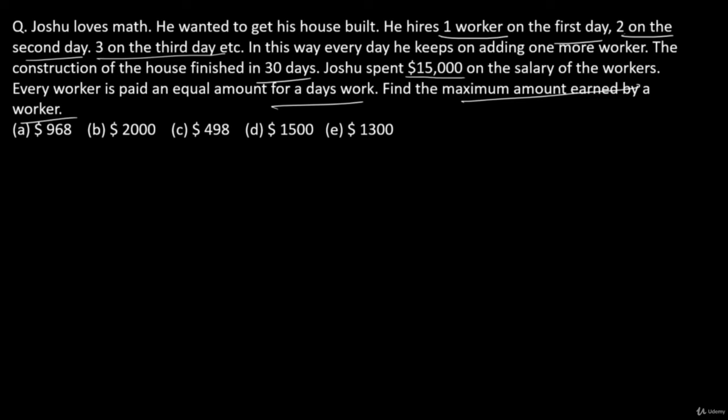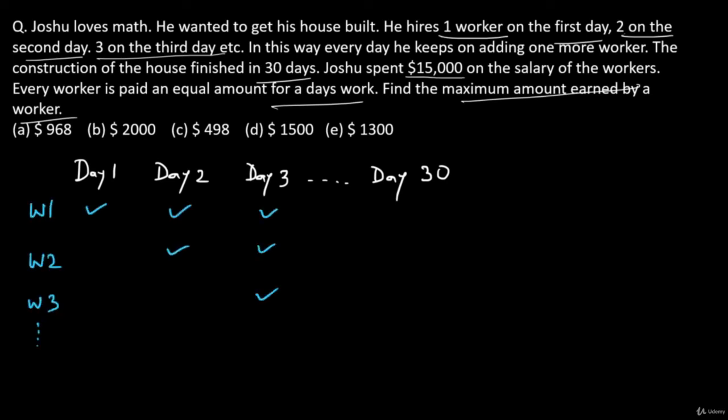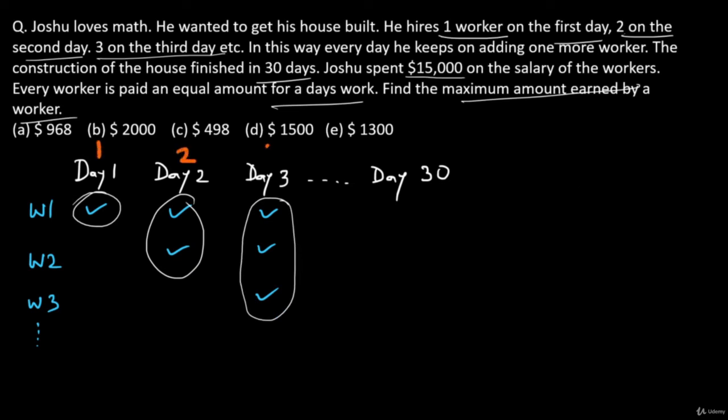Alright, we are back. I hope you have given it a try. Let's do it together. Now, it's given that the work completes in 30 days, right? Now, on the first day, he is hiring one worker. On the second day, he is hiring two workers. On the third day, it's three workers. So he's keeping on adding one extra worker every next day, right? So on day one, a total of one worker is working, right? On day two, that's two workers. On day three, that's three workers, and it goes on like that. So on day 30, he would have 30 workers.